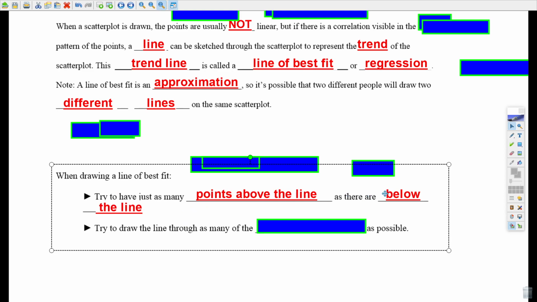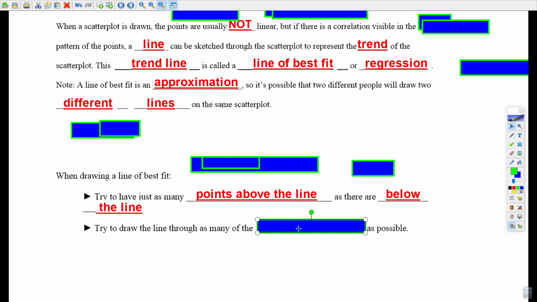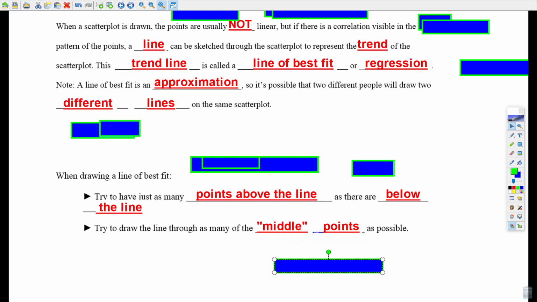Try to have just as many points above the line as below the line. That's the line that you draw. You also want to try to draw a line through as many of the middle points as possible. So hit a bunch of points if you can, and try to go through the middle of all the dots that are there.